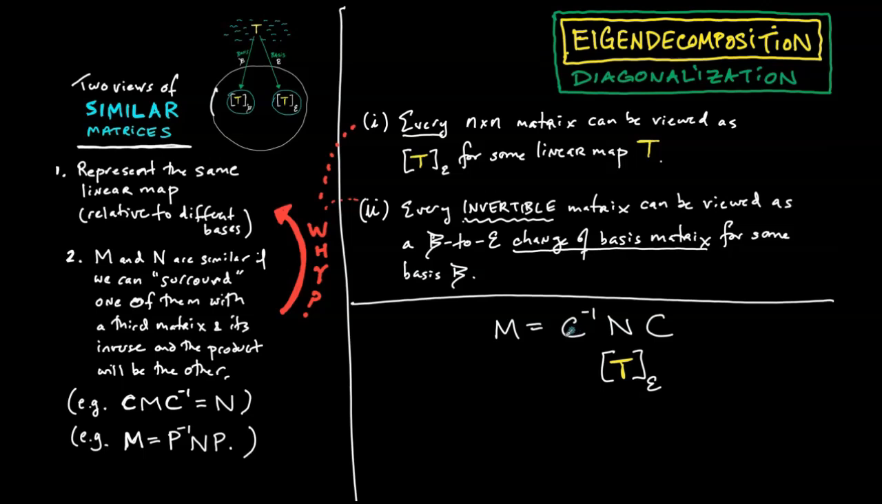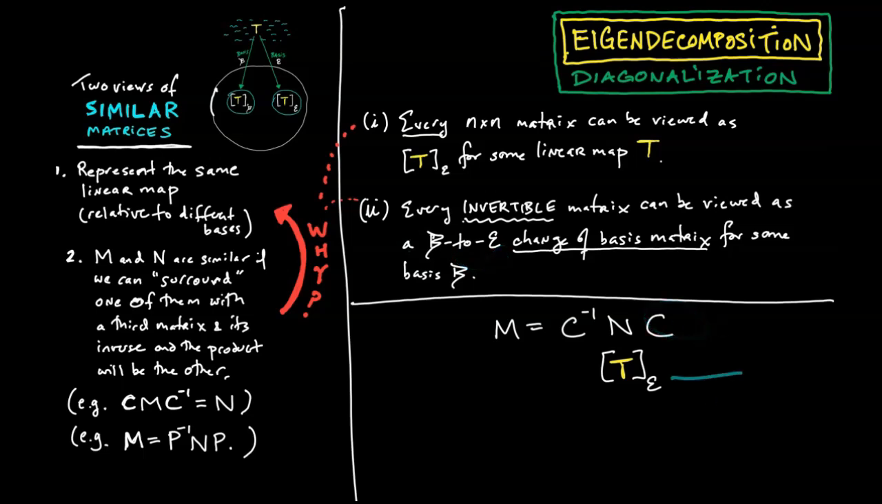Now, surrounding that matrix, I have some matrix C and its inverse. Oh, so I'm dealing with an invertible matrix. Otherwise, I couldn't talk about its inverse. So that means my matrix C is something that I could view as a change of basis matrix from some basis to the standard basis.